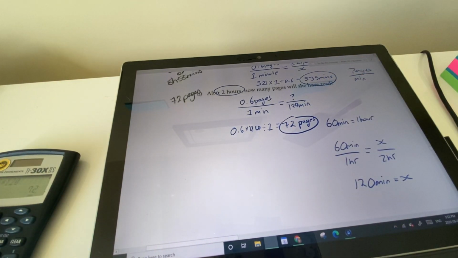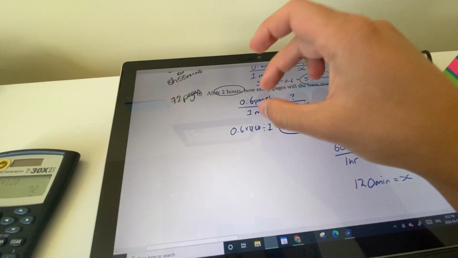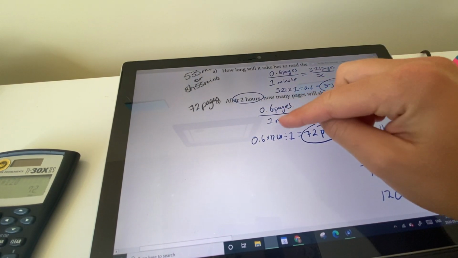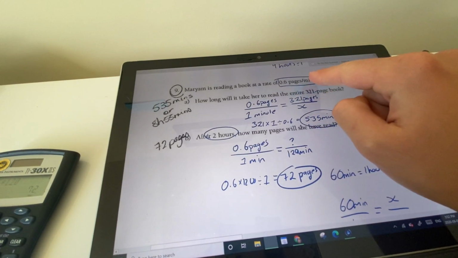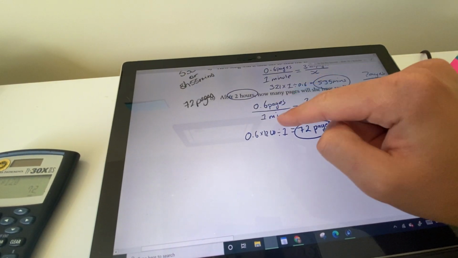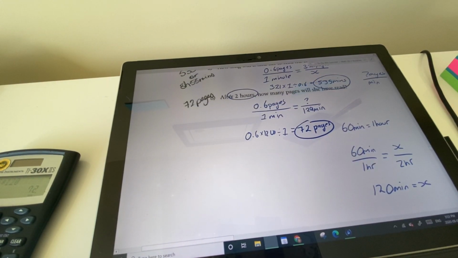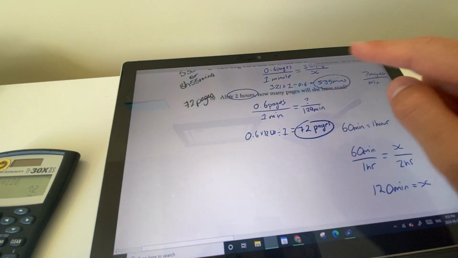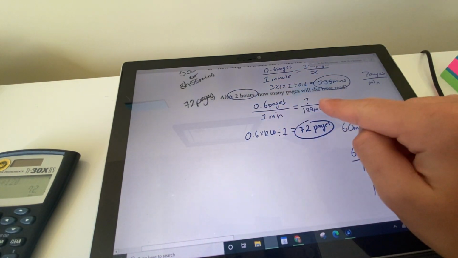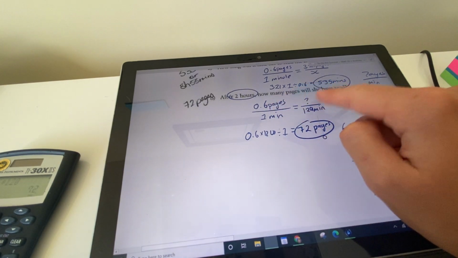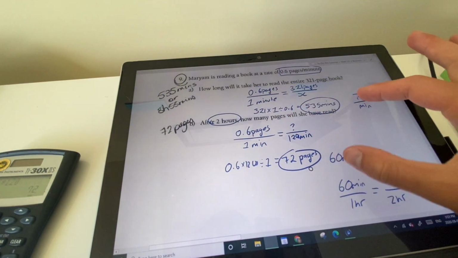Okay. Remember, we're not talking about ratios anymore. Ratios is when these two things have the same units. When you're talking about a rate, these two things have different units. We're reading 0.6 pages per 1 minute. In order to use this, we need the bottom values to have the same units, top values to have the same units.